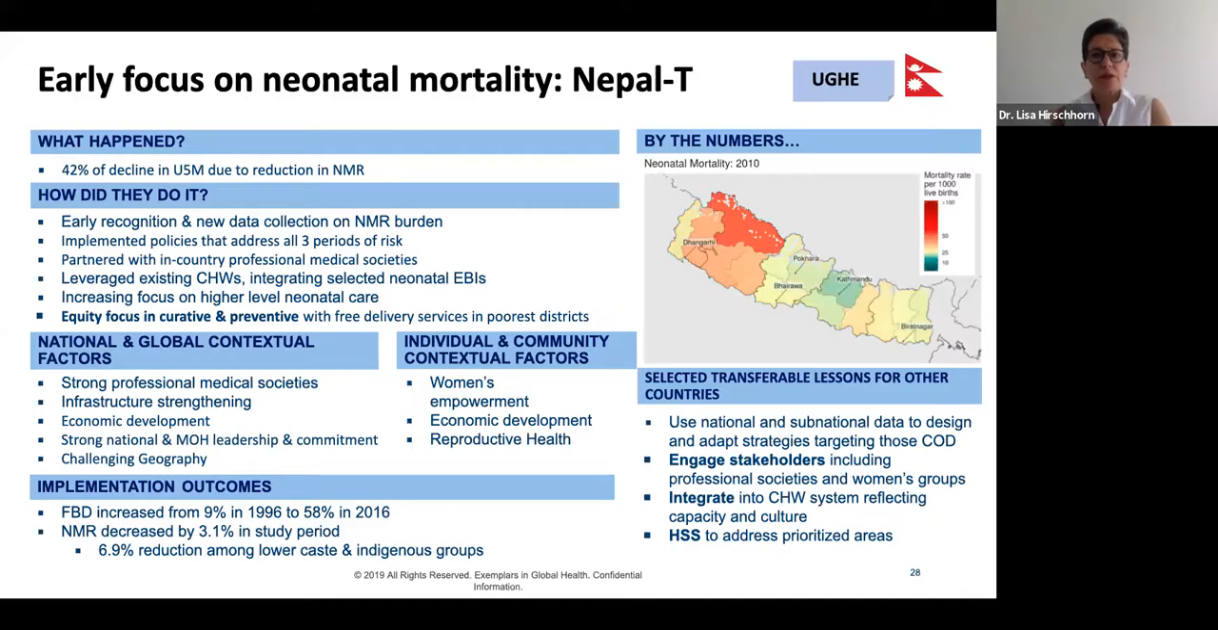This is one example. This is a focus on neonatal mortality from Nepal. What you can see is that they had a 42% decline in their under 5 mortality that was due to reduction in neonatal mortality. Over there on the right, in the somewhat distracting changing graphic, you can see that the drop happened across the board, and while there were components that lagged behind, the drop was seen across. How did they do it?